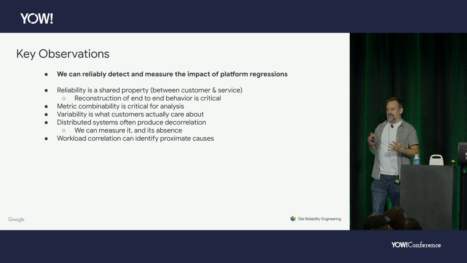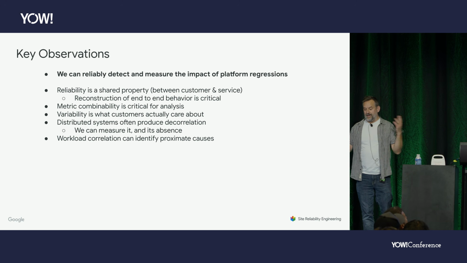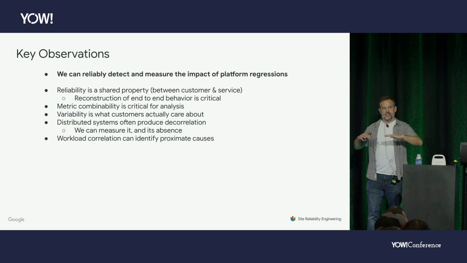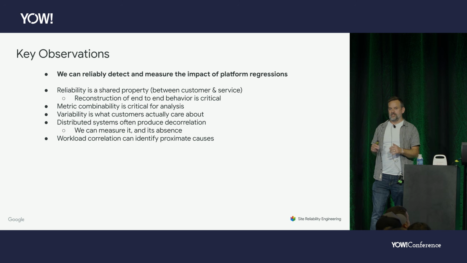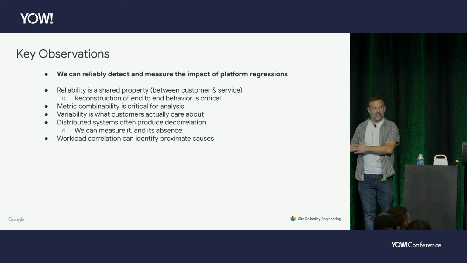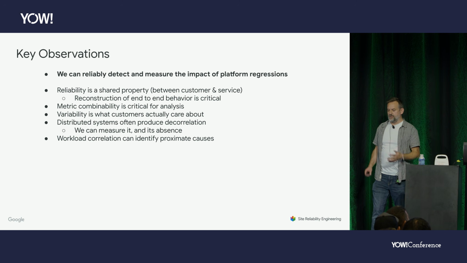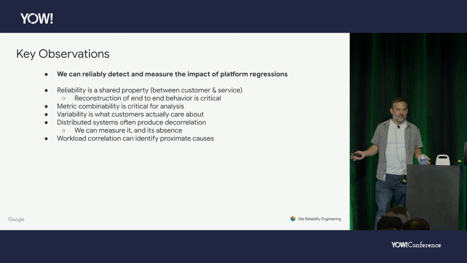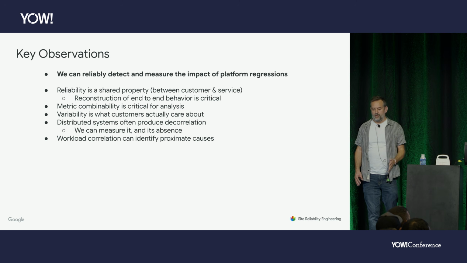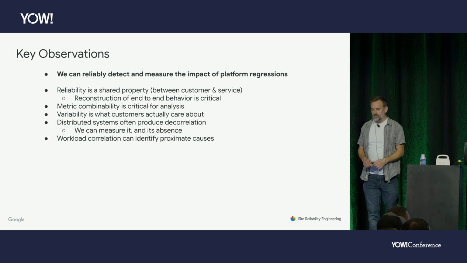Reliability fundamentally is a shared property. And so being able to reconstruct end-to-end customer behavior is really important. We have a way of making those metrics combinable so that we can analyze at the project level, at the cell level, at the region level. What customers care about is not the actual behavior, but is that behavior changing, which is what this technique models. Distributed systems, one of the characteristics of them is they produce decorrelation. Where there's not decorrelation, that's a problem, and we can measure that, which is a great way of finding out if you've got something going wrong.